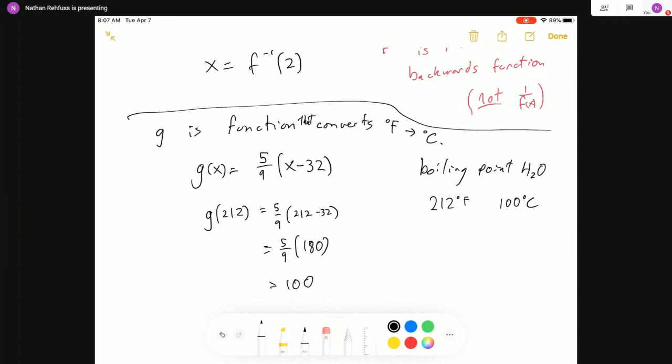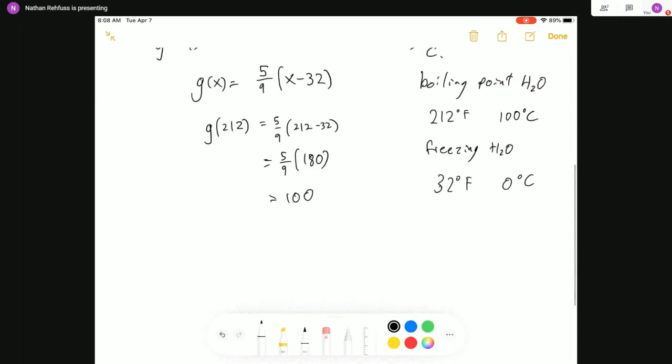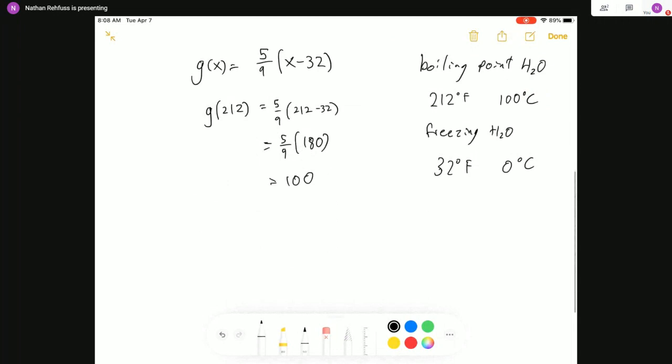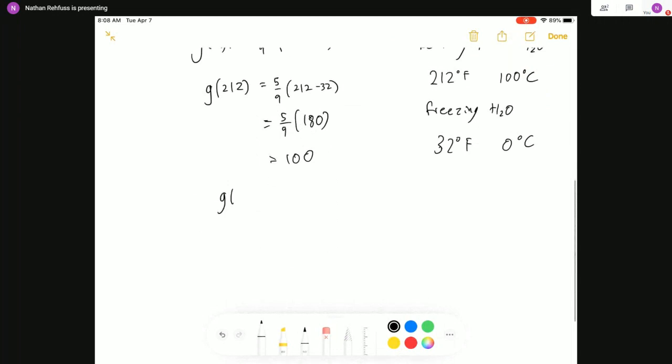So this function is working for boiling, and if I really want to be sure, I should make sure it works at 2 points. The temperature at which water turns into ice is 32 degrees Fahrenheit, but it's 0 degrees Celsius. So if I do g of 32, I'm going to get 5/9 of 32 minus 32, which is, of course, 5/9 of 0, which is 0. Okay, so this works at 2 different points, so now I'm pretty sure this really is the function that converts from Fahrenheit to Celsius.